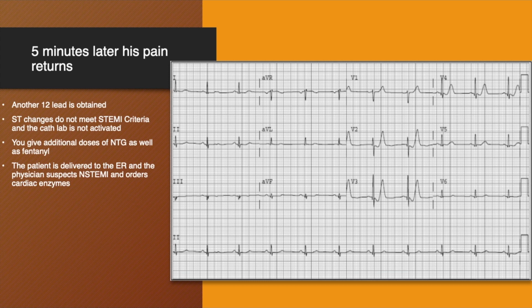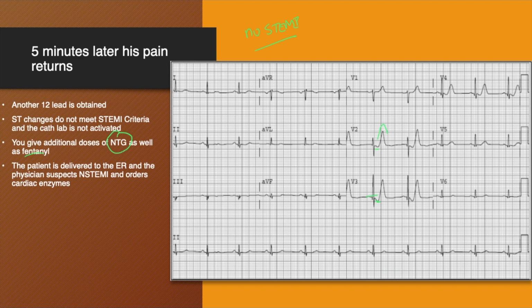There are some ST changes here. So we notice that the ST segment in the precordial leads, actually the J point is just a little depressed, right? So the J point is actually below the baseline. So we've got some ST depression, and we've got some T wave anomalies, but this does not meet STEMI criteria, right? So no STEMI here. So the cath lab is not activated, and instead we give additional doses of nitroglycerin as well as some fentanyl for the ongoing pain.